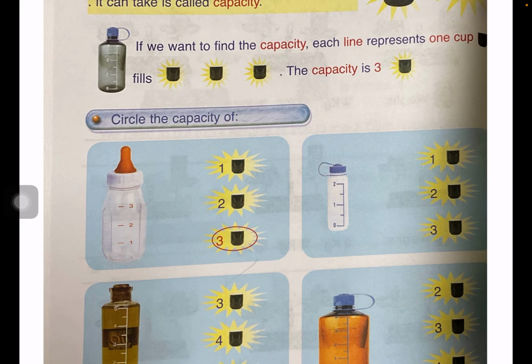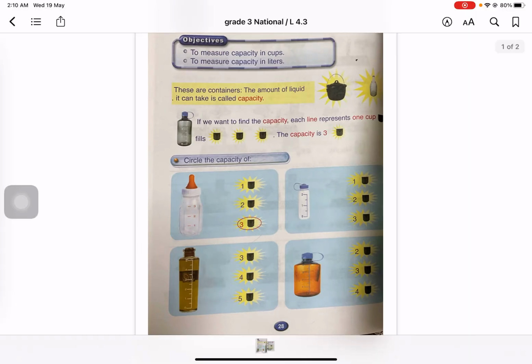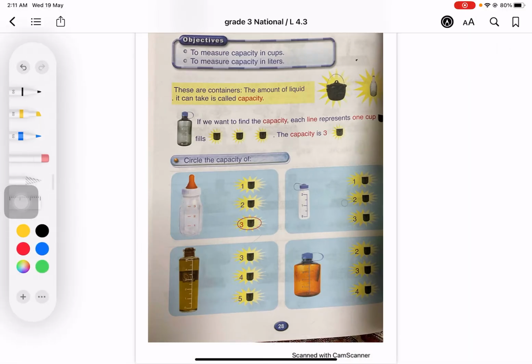Okay. If we want to find the capacity, each line represents 1 cup. For example, if you go to this one, you start from here, from 0, of course. This is 1, this means 1 cup, 2 cups, 3 cups. So the capacity of this is 3 cups, okay? Now let's go here. It starts from 0 to 1 to 2. So the capacity for this is what? It is 2 cups. So I will circle the 2.